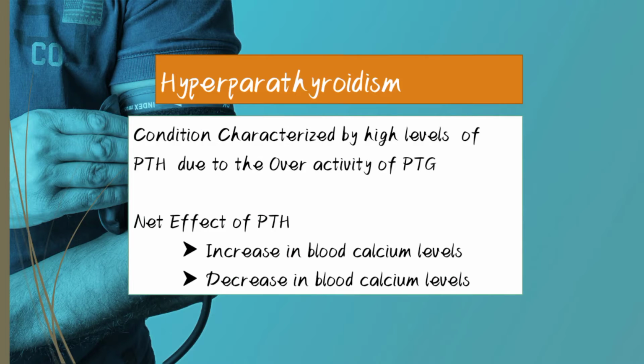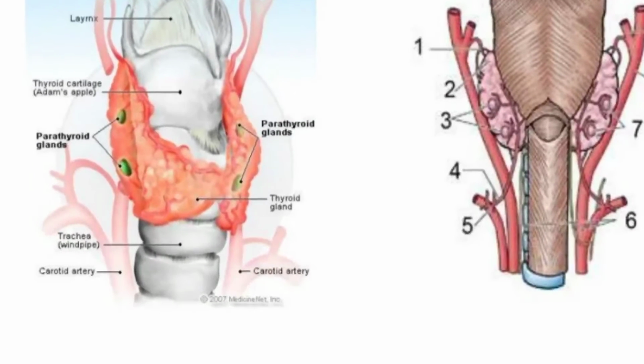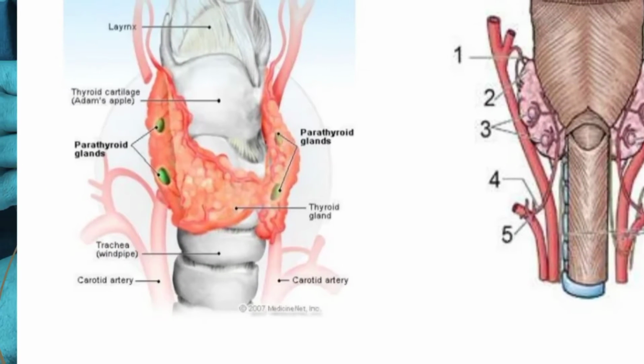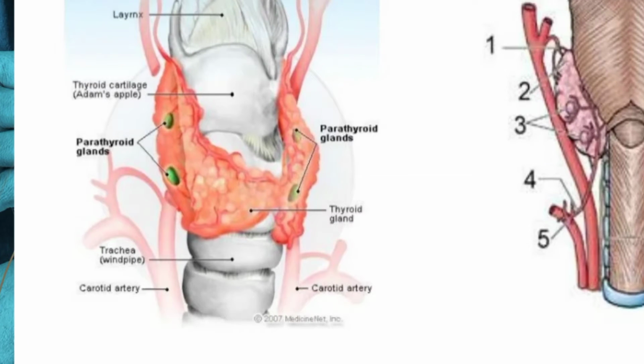So hyperparathyroidism is a condition that is mainly characterized by high levels of parathyroid hormone, and this is due to overactivity of the parathyroid gland. The net effect of parathyroid hormone in blood is that it increases the blood calcium levels and decreases the blood phosphate levels. The parathyroid glands are usually in pairs, and they are located next to the thyroid gland as shown.